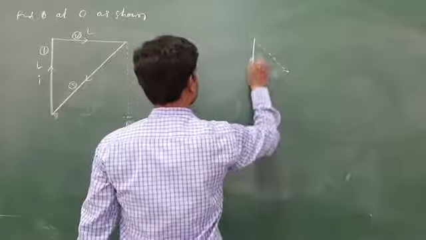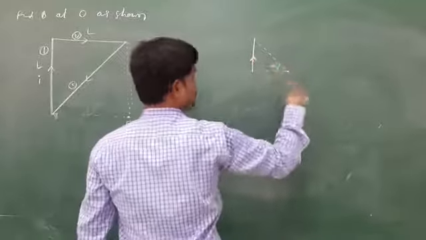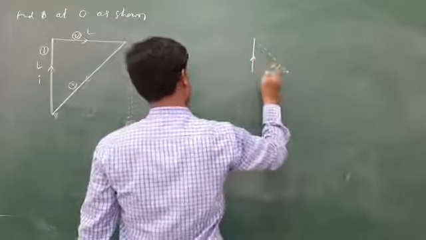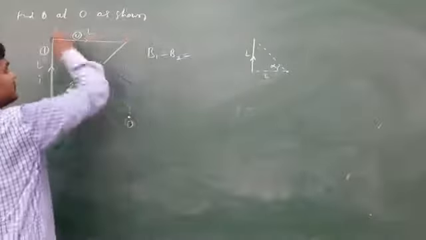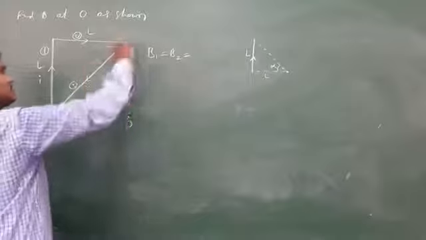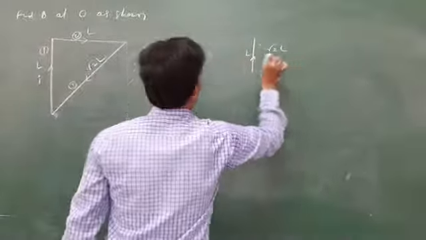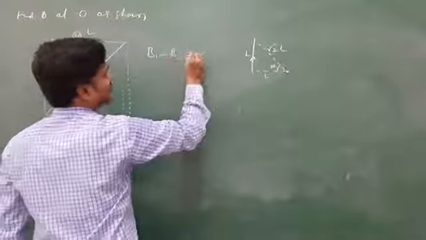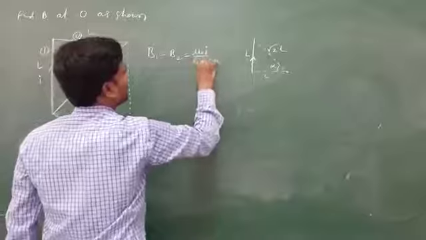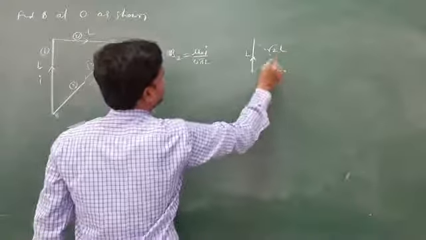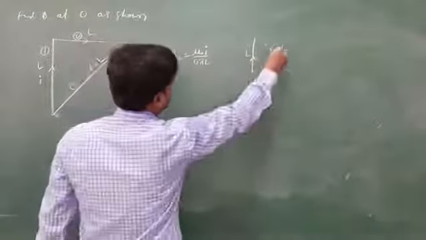Let us suppose this is alpha, there is no beta here, and this is L. This is also L, and this is the diagonal. So this is also how much? Root 2 L. So B1, B2 will be equivalent to mu naught I by 4 pi L times sin alpha plus sin beta. Sin alpha plus sin beta means 1 by root 2.